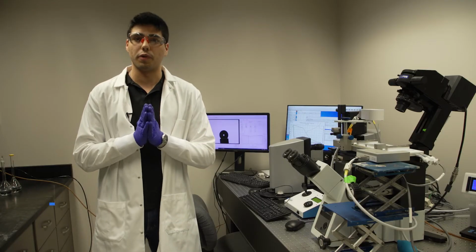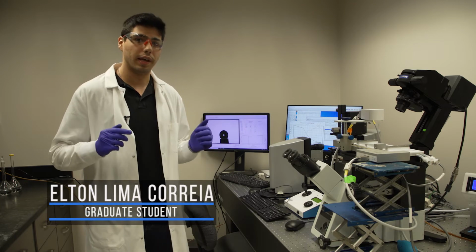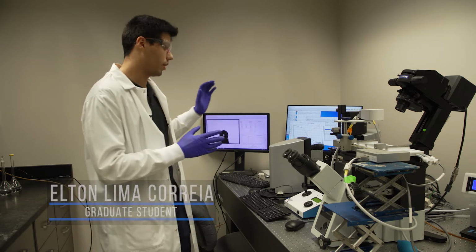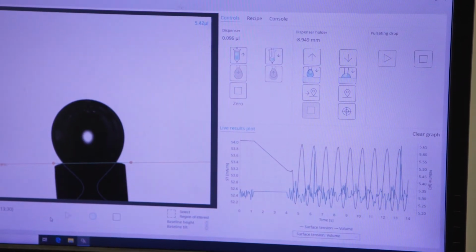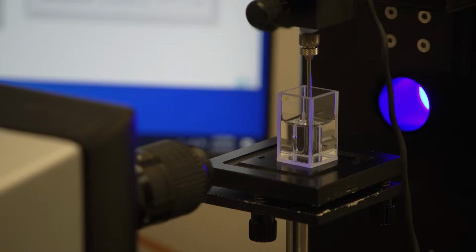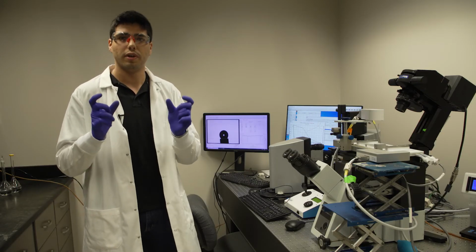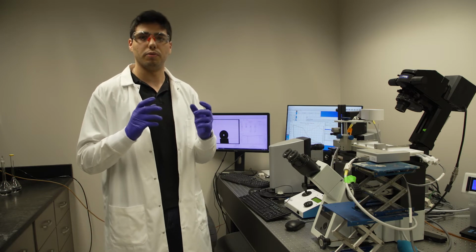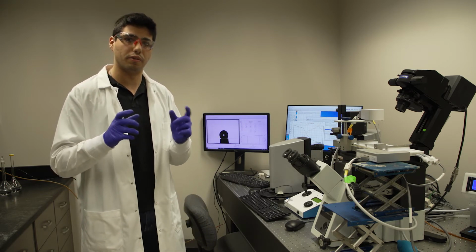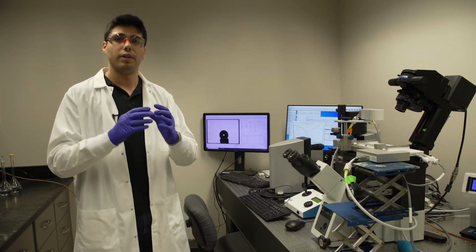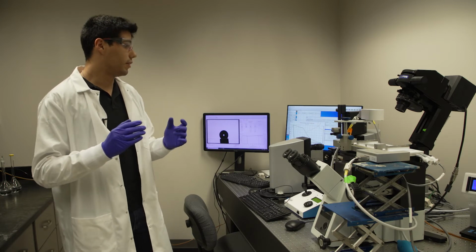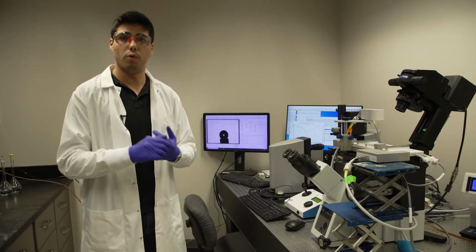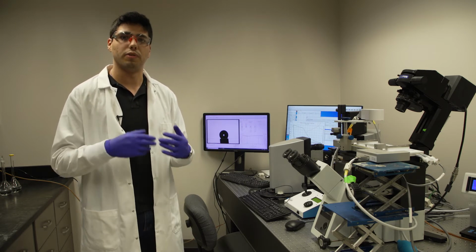I do research here with colloids and surfactants at interfaces, and usually I'm working with the tensiometer here, which measures the shape of drops or bubbles. The bubbles I'm measuring right now are air bubbles inside a solution of surfactants. This solution contains molecules that like to go to the interface, and they lower the surface energy of that interface, thus reducing the overall surface energy of the system. This is used to stabilize emulsions and foams in several different industrial applications.